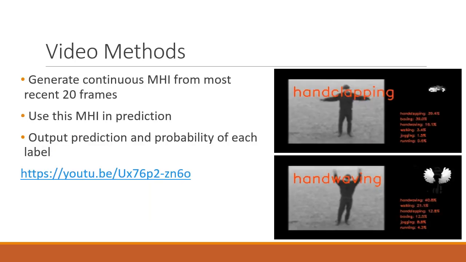We then apply the same trained classifier to a video that contains multiple actions. We generate our MHI from a rolling 20-frame window, which we then pass into our classifier. Using our sklearn package and our random forest classifier, we're able to see the predicted weights for each category. We overlay those on top of the video, and you see that in the screen grabs to the right.